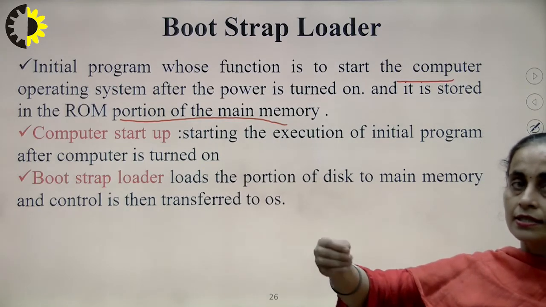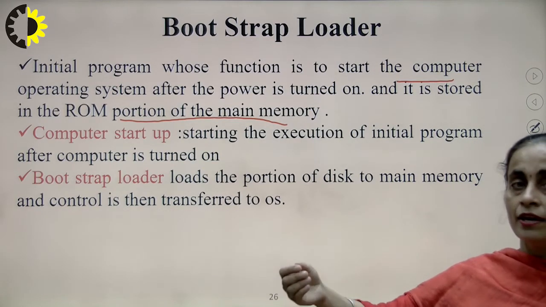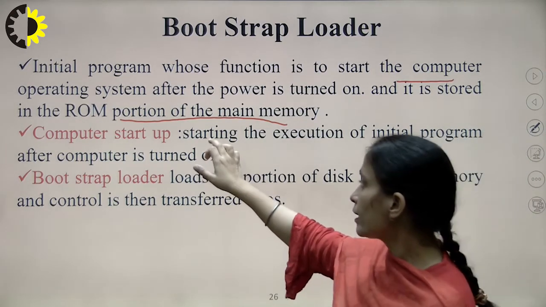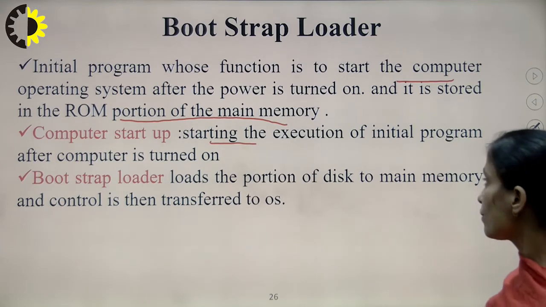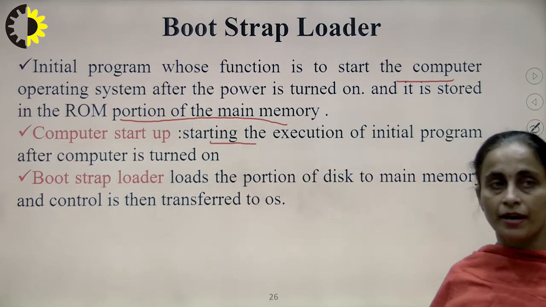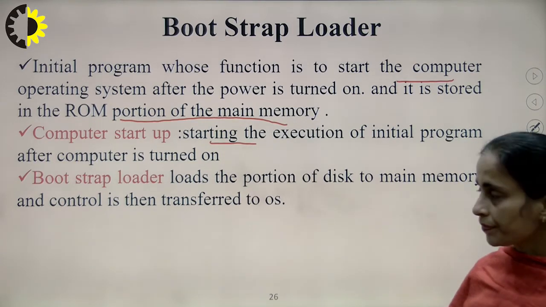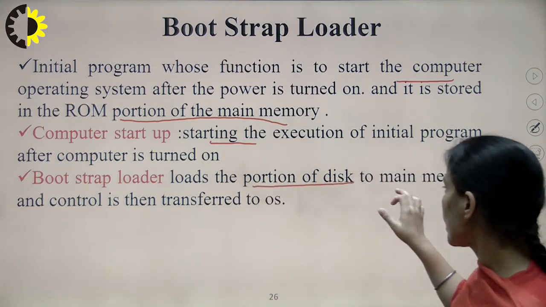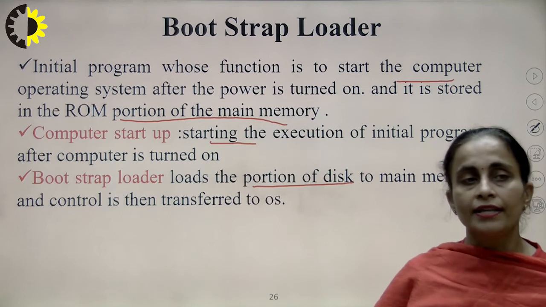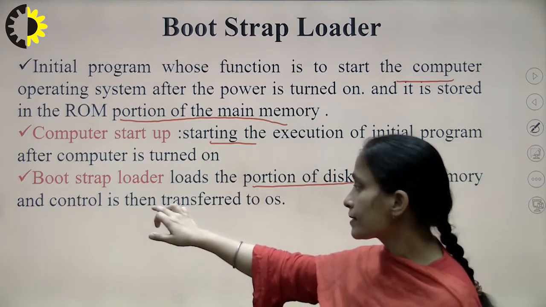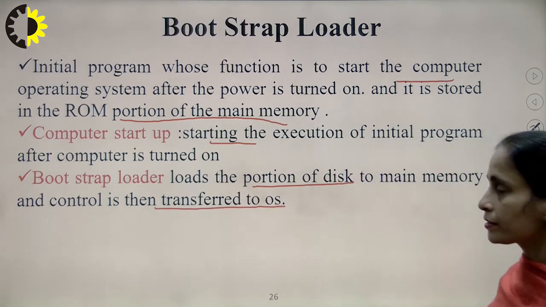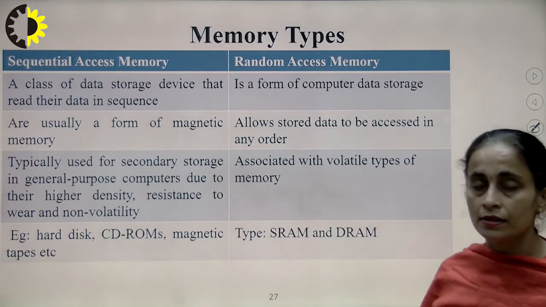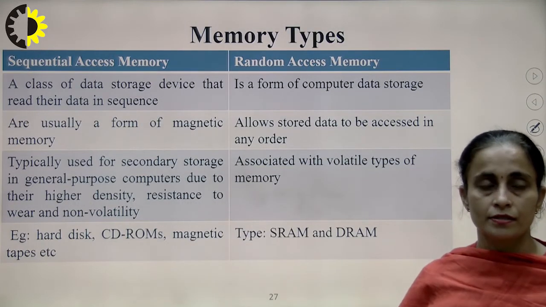Then it asks whether it is in C drive or D drive, where my OS is, and it gets started. So the computer startup, that is starting the execution of the initial program after my computer is turned on, I will call the bootstrap loader. It loads a portion of the disk into the main memory, and then the control is given to the OS. In this manner I get the OS loaded into my system.